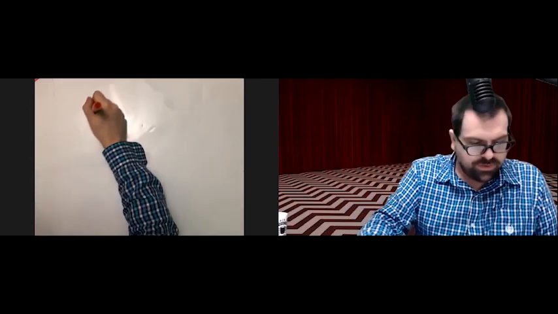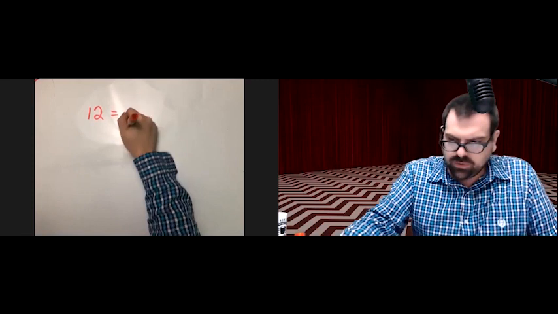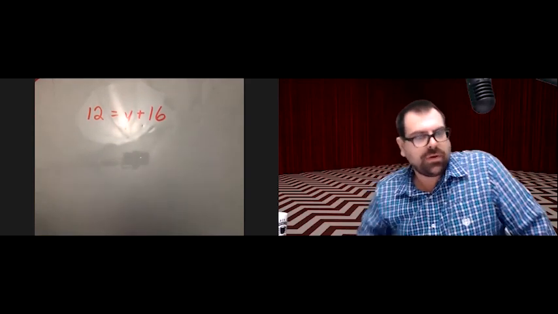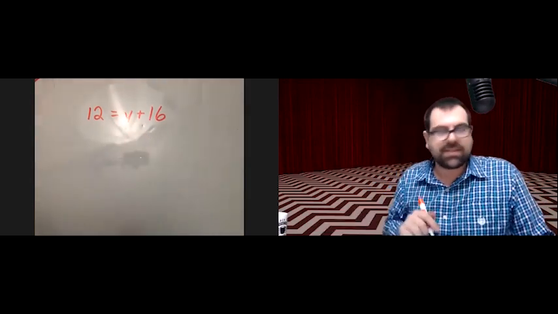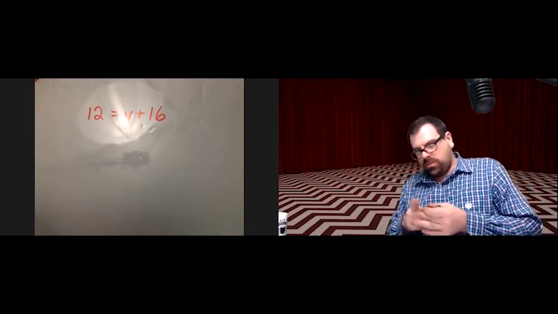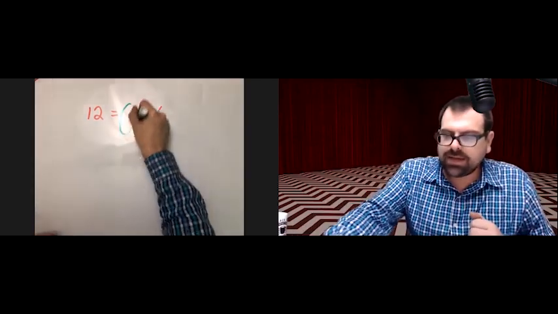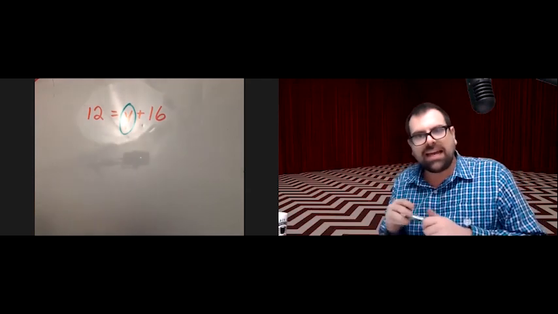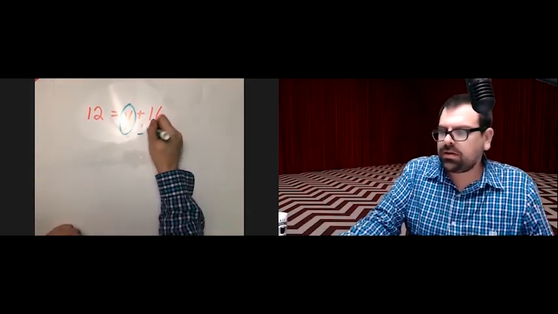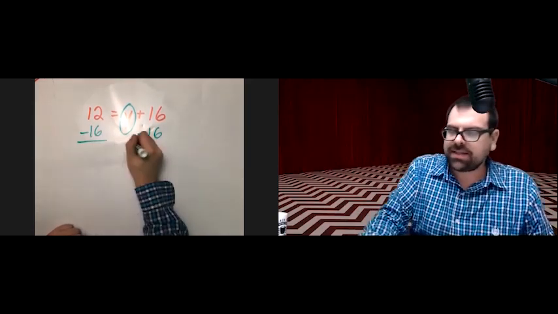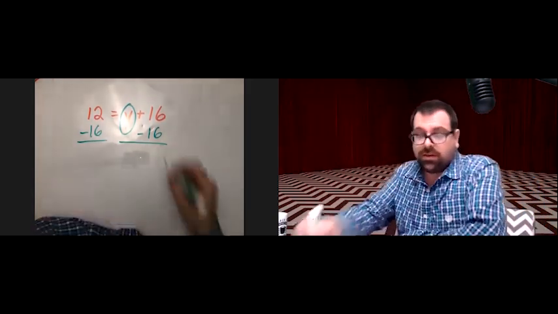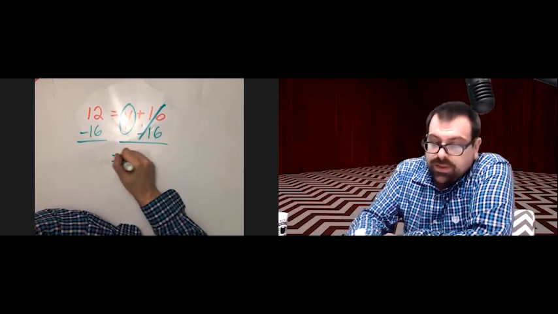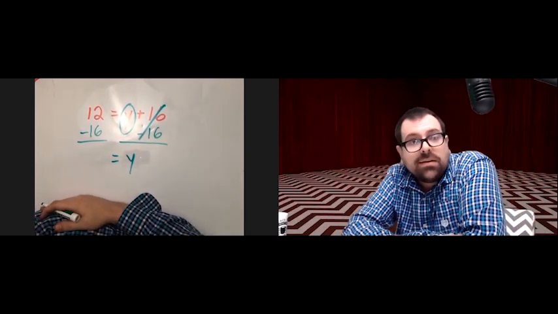So let's say we have 12 equals y plus 16. We want to get the y by itself. We need to get rid of adding 16, so we are going to subtract 16 from both sides. On this side, they just cancel each other out, leaving us with just y.